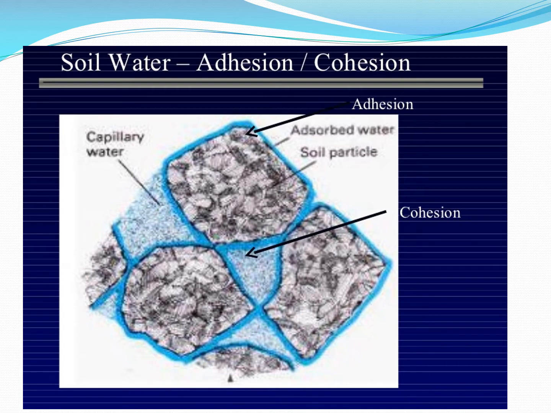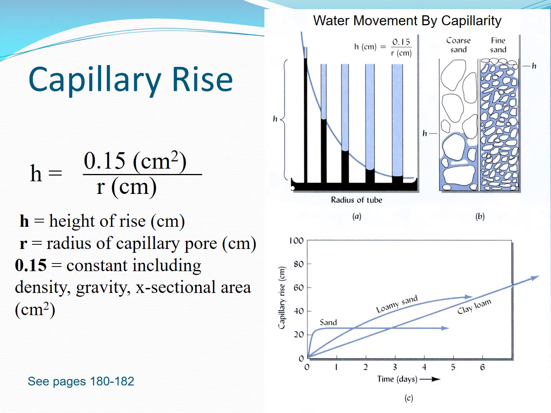So in the adhesion and cohesion within the soil water continuum, we see what we call capillary water, which is water in the pores. And out here in the general area in between particles where the pore is, this is cohesion. This is water attached to other water. But here at the surface of the soil particle is adhesion, where water is literally adsorbed to the surface of the soil particle. And this distinction becomes important because it's what gives rise to capillary rise.